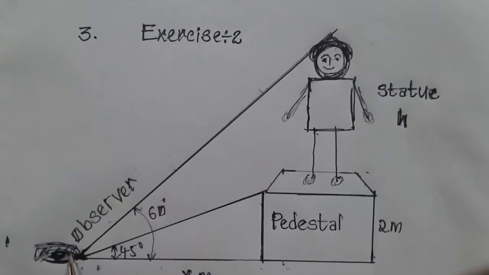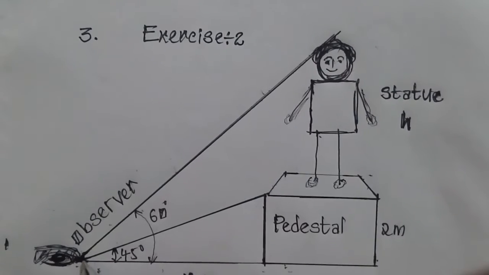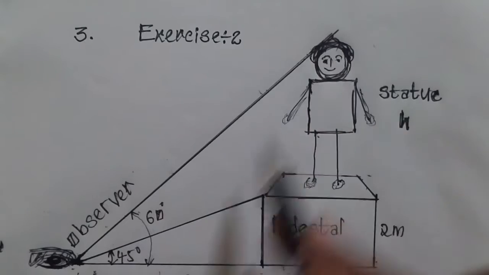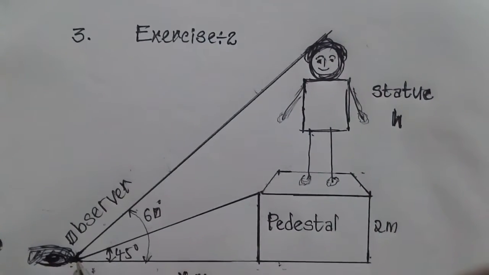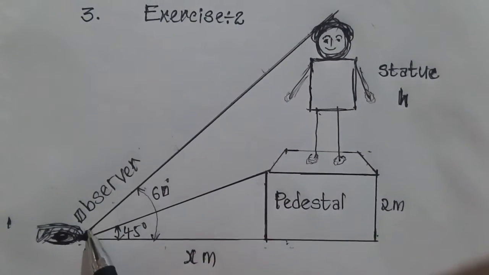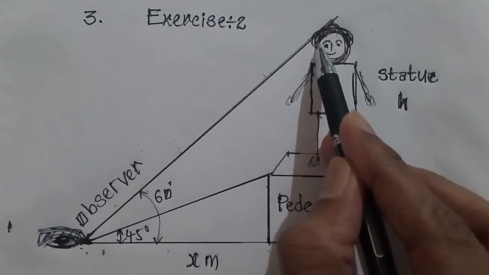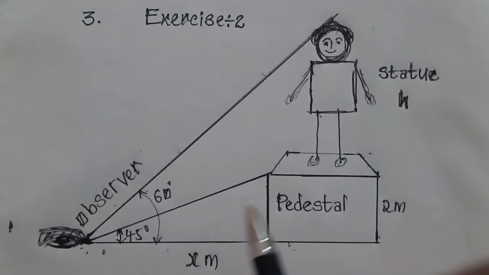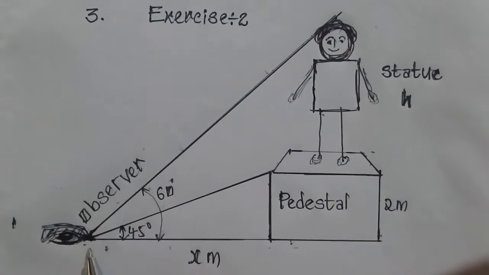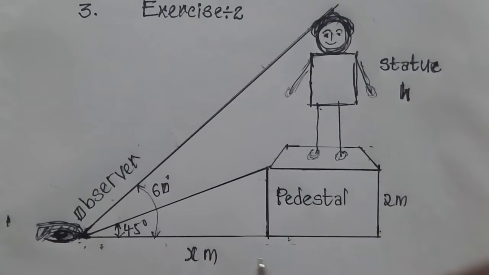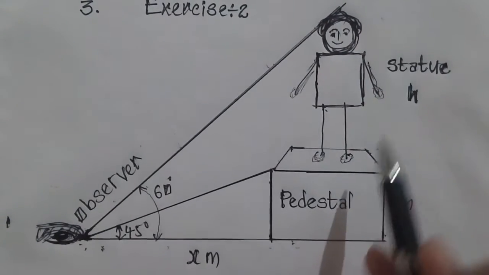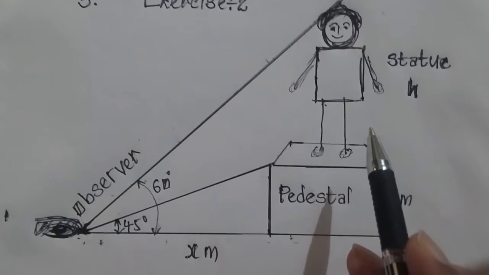A person is observing from a point here. Observing the top of the statue, the angle of elevation is 60 degrees, and for the top of the pedestal it is 45 degrees. Here the distance between the point of observation and the foot of the pedestal is x, we are taking. The height of the pedestal is given as 2 meters, and the height of the statue we don't know. We should find the height of the statue.